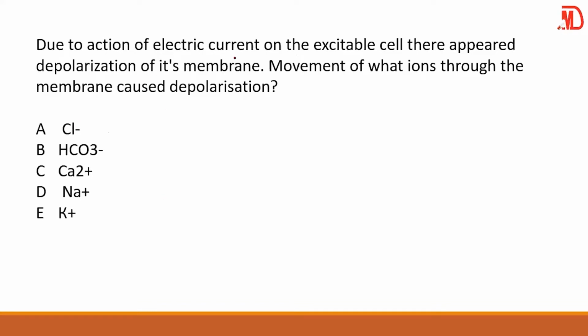Now, due to the action of electric current on an excitable cell, there appeared depolarization. So what ions are we looking at for depolarization? We talked about it several times, such as the T wave. When there is depolarization, it means there is an influx of sodium. So here we are thinking of D.